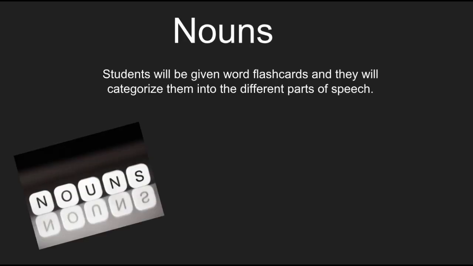So for the first activity, we decided we would go easy to hardest, kind of like nouns are the easiest thing to identify and adverbs are the hardest. So for the noun group, we thought we would make the activity pretty simple. We would just give them flashcards that had words on them, and they would get to categorize them into the 4 different parts of speech and kind of make a game out of that.